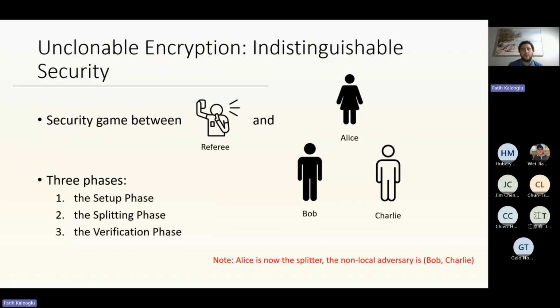So the ideal notion we want from an unclonable encryption scheme is a CPA style indistinguishable security. And the security game is as follows. It's going to be 3 phases. Now I'm going to switch the names a bit because it's a triplet of adversaries. Alice is the cloner or splitter, and Bob and Charlie together will be a non-local adversary who cannot communicate but share an entangled state.